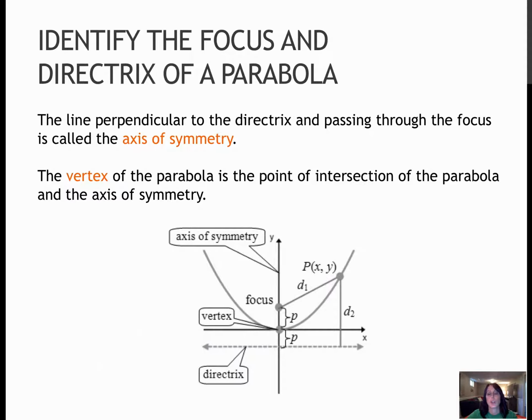In addition, we know the axis of symmetry. This is something that we've talked about before, where the axis of symmetry goes through the center, goes through the vertex, and that would mean that the parabola could be folded in half along that line. And of course, the vertex of the parabola is that lowest point or highest point, and it's where the axis of symmetry will meet the vertex.